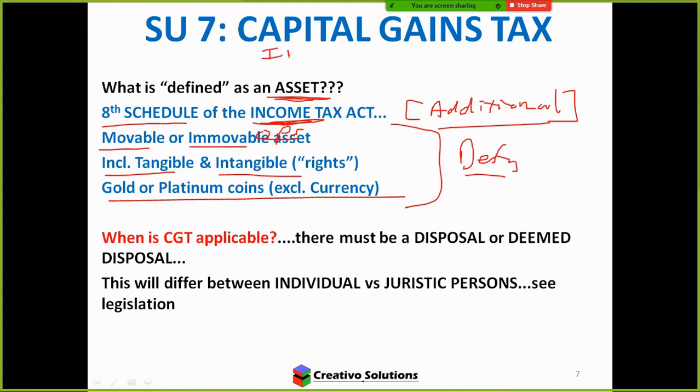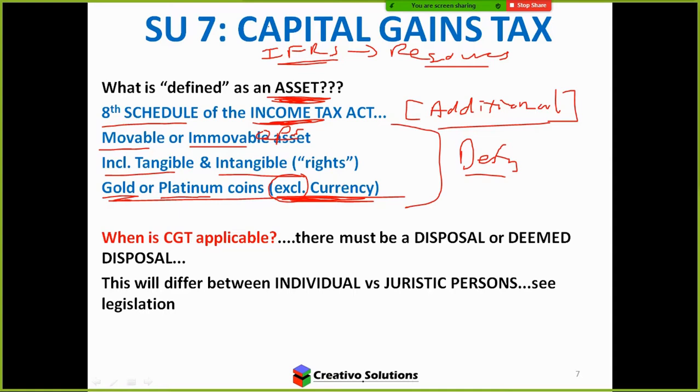It's like in accounting, you use IFRS. IFRS defines an asset as a resource. In tax, an asset is also defined in terms of resources, but it's very specific, because not all things will be considered an asset. Some things will be considered revenue, income. So you can hold gold and platinum coins. You can also hold currency. Would money be considered an asset? Yes. No, excluding. You can't hold money as an asset from a tax perspective.